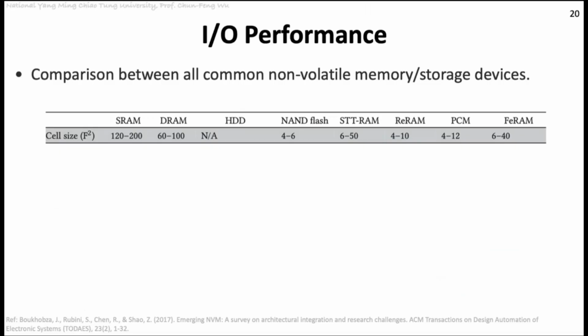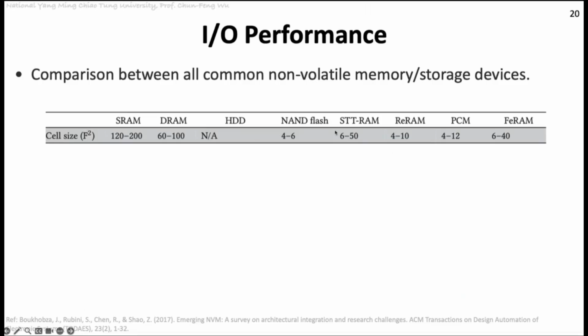So there is a comparison table between all the common non-volatile memories and storage devices. First of all is the cell size. Cell size affects a lot, because if you have a larger cell size, it is hard to scale down the size of the memory cell to increase the capacity. You can see for SRAM, the cell size is between 120 and 200 F squared, and DRAM is 60 to 100 F squared. But NAND flash is 4 to 6 F squared.